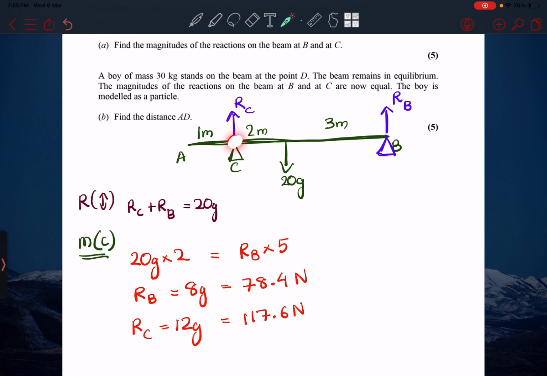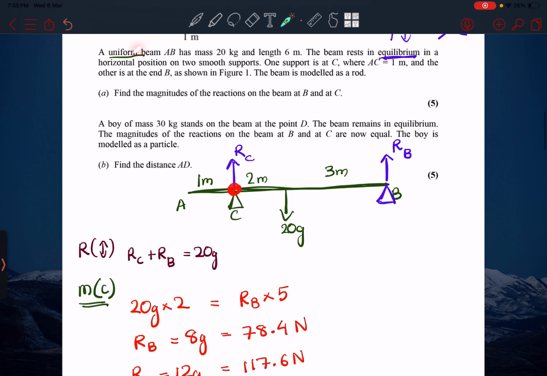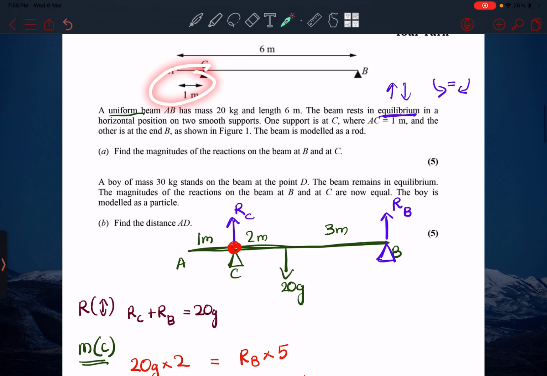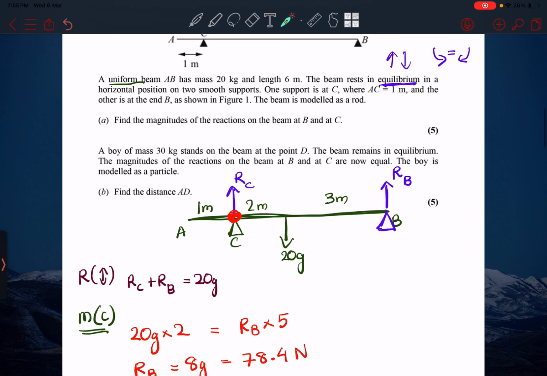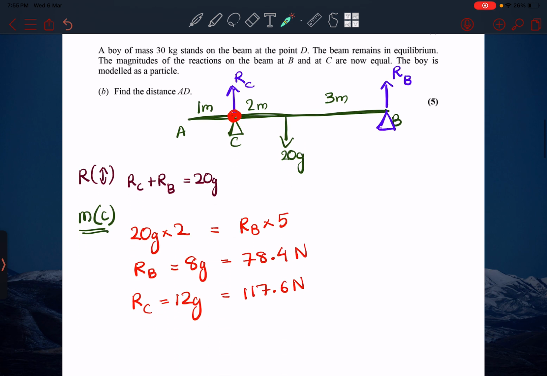Try to highlight your pivot point so that it stands out and you'll be able to figure out what is the distance. The moment you hear the word uniform, the mass drops down exactly in the middle. And because you know that is the middle, you have to connect it with the picture, then figure out this is 1, so the remaining of the 3, that is 2. Right, so that is part A.